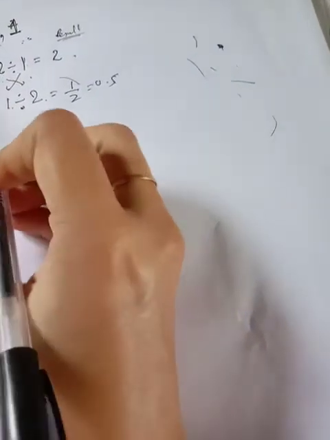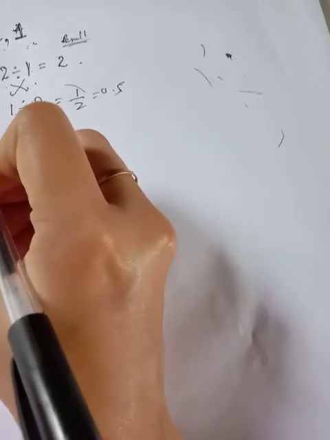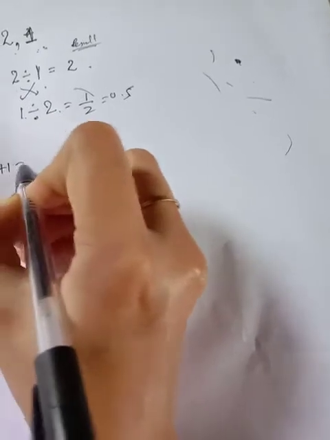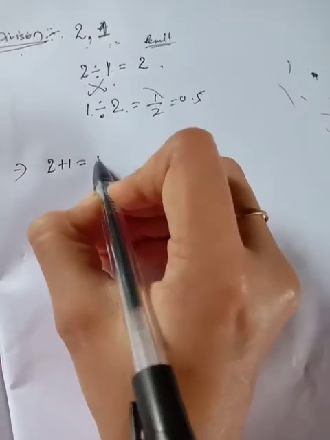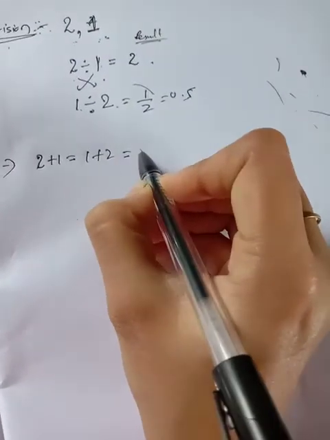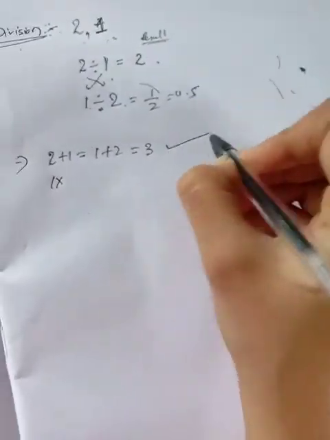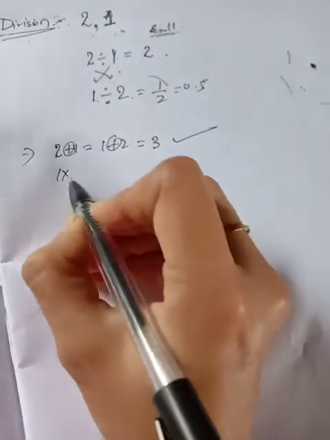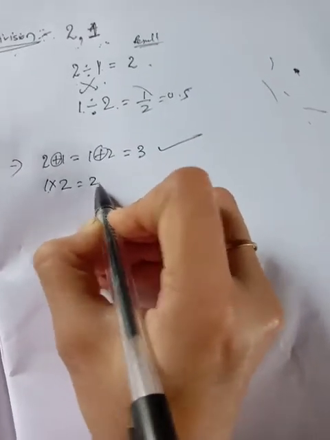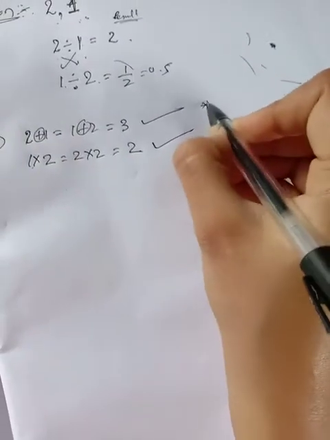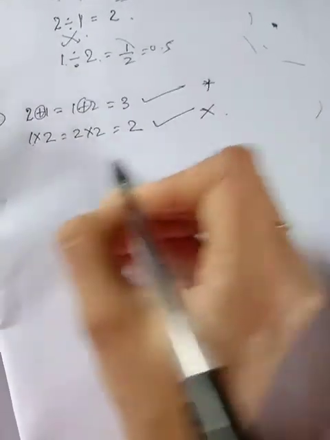That means 2 plus 1 or 1 plus 2 gives 3 only. So plus follows the commutative property. 1 into 2 or 2 into 1 gives 2 only. So into also follows the commutative property.